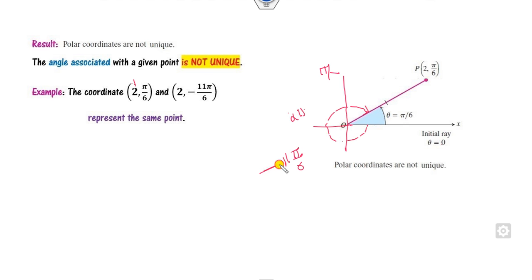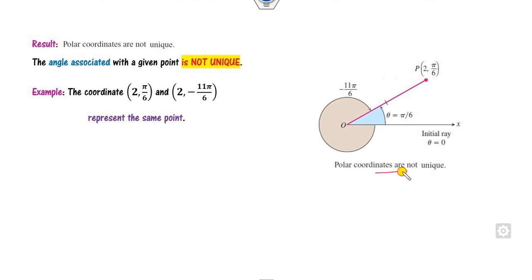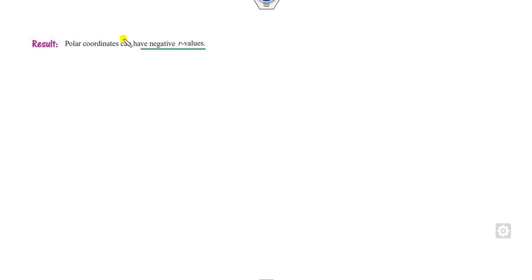So what is the angle of this? It's a minus 11 pi by 6. So I can write this coordinate as r is still 2, angle is minus pi by 6 is also the representation. So you can see the polar coordinates are not unique. Another one, polar coordinates can also have negative values.